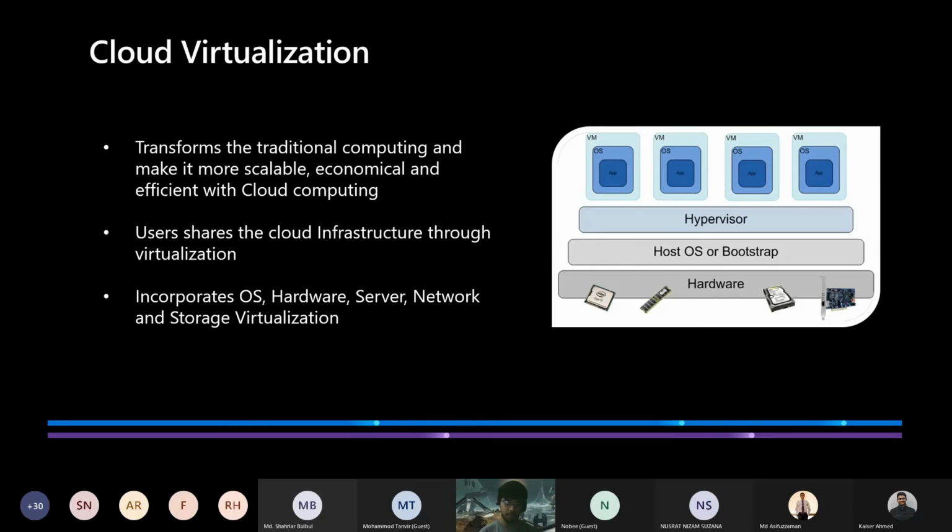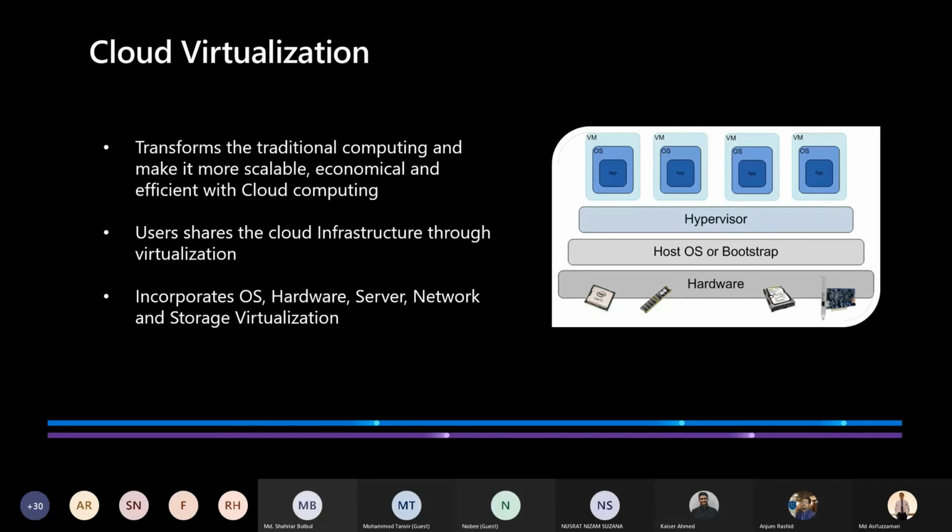Back when some providers used to provide hosting or other computing services, they would usually provide physical hardware. So they would purchase, say, 50 CPUs, then maybe 100 RAMs. Starting from slide 9, this is the cloud virtualization scheme that I was talking about. Cloud has incorporated this virtualization technology and enhanced the traditional computing that was prevalent back then in such a way that it makes cloud computing a more scalable, more economical, and efficient platform.